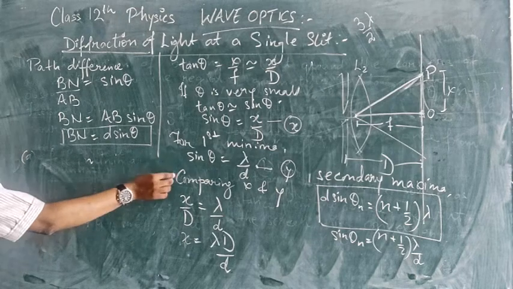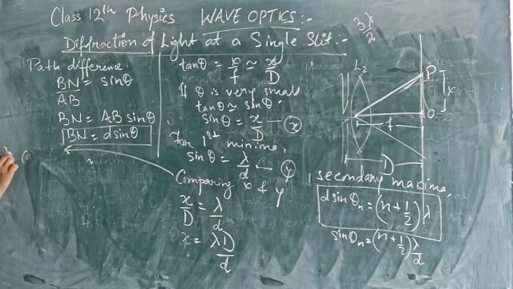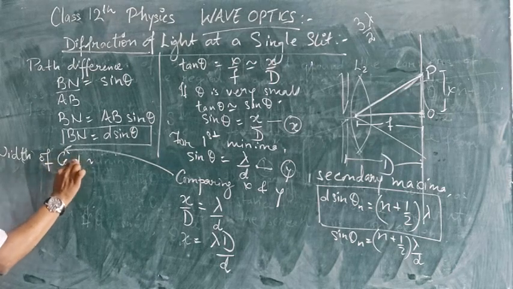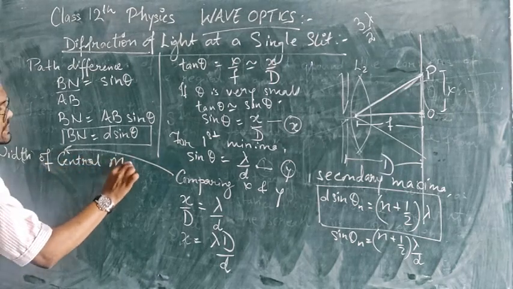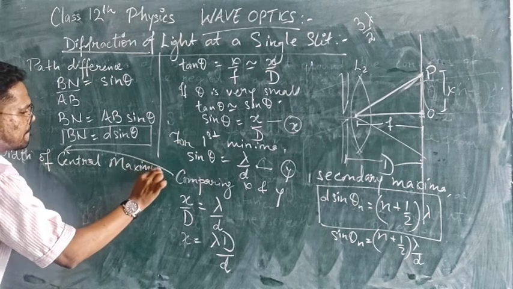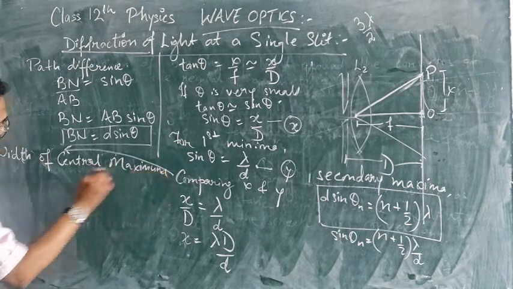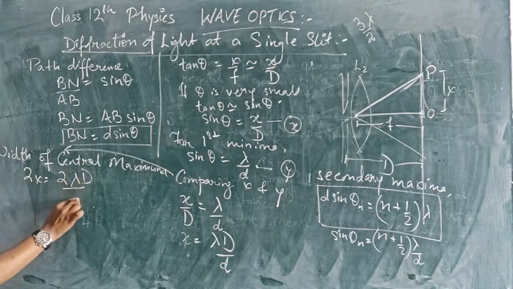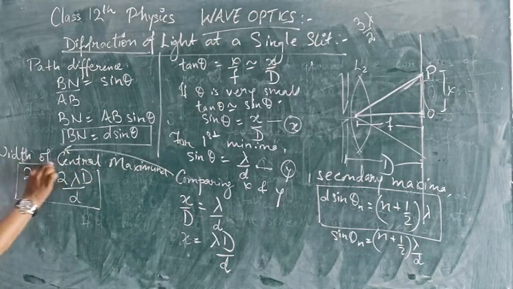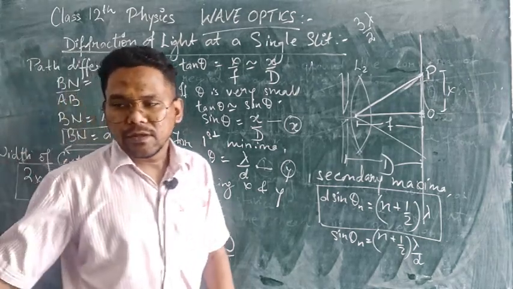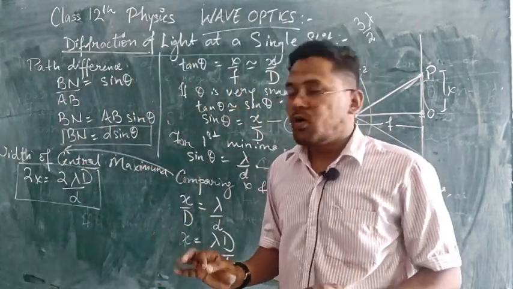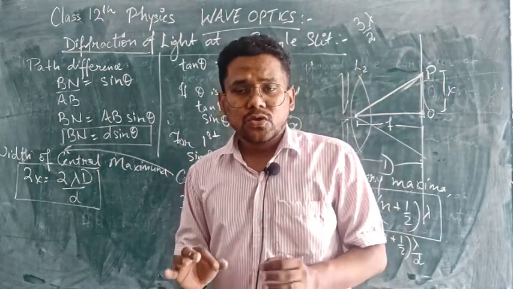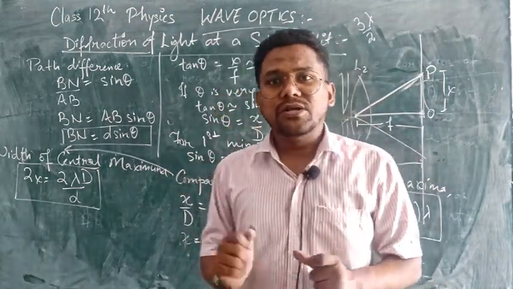So I can write here, the width of central maximum can be given by 2x, which is equal to 2 lambda capital D by small d. So this is the width of central maximum. So this was all about diffraction.